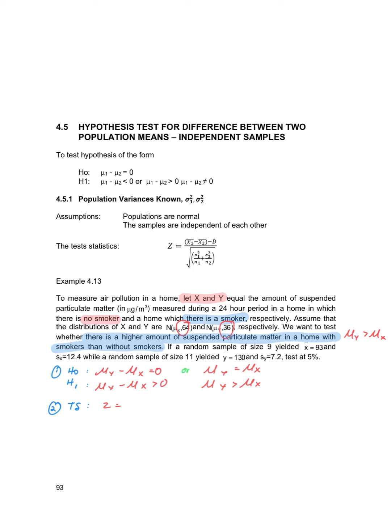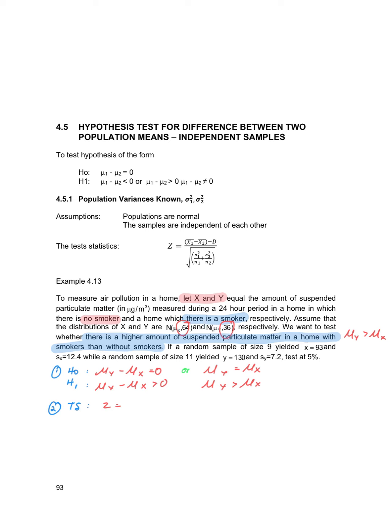Alternatively, yang ni kita nak test home with smoker greater than without smoker. Kalau awak nak buat without smoker tolak smoker pun boleh, tak ada masalah, tapi sign dia akan bertukar lah. Mu X minus mu Y less than 0. So that's why you have to be careful in constructing the H0 and H1.